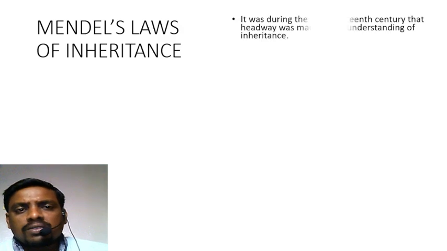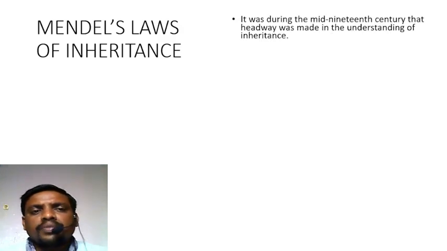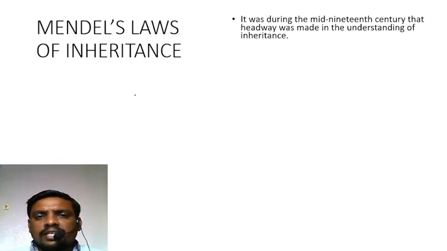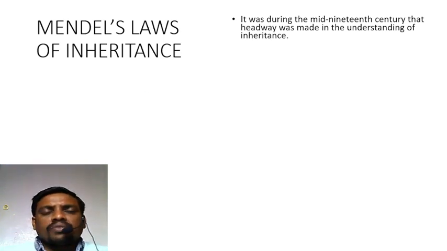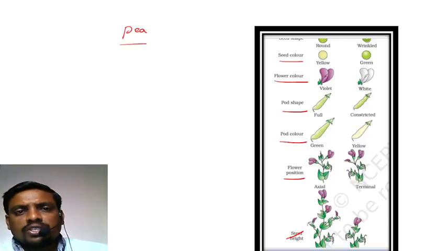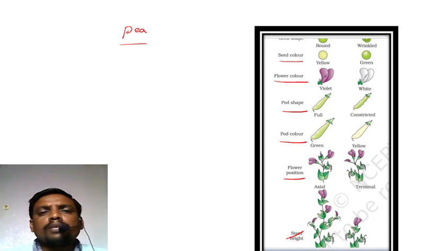Now, Mendel's laws of inheritance. What are the laws that were proposed by Mendel? And let us learn the first law of inheritance. Before that, I would like to ask you one question. Why did Mendel choose only the pea plant for his experiments?